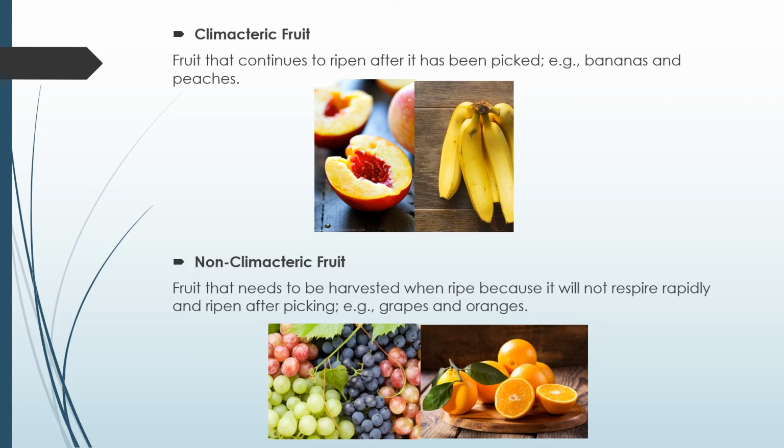That needs to be harvested when ripe because it will not respire rapidly and ripen after picking. Examples are grapes and oranges.